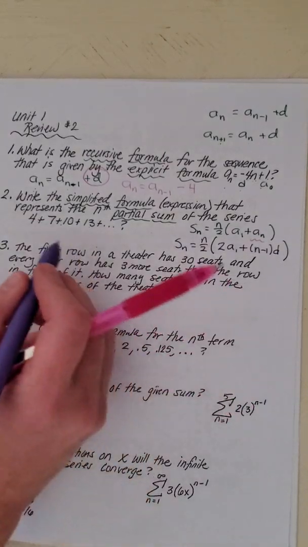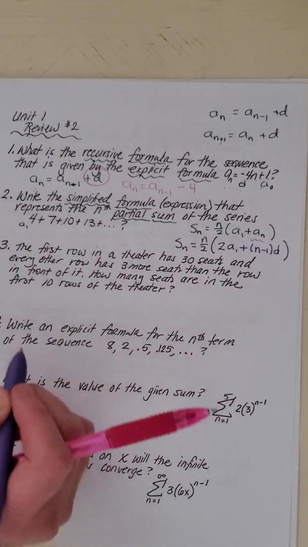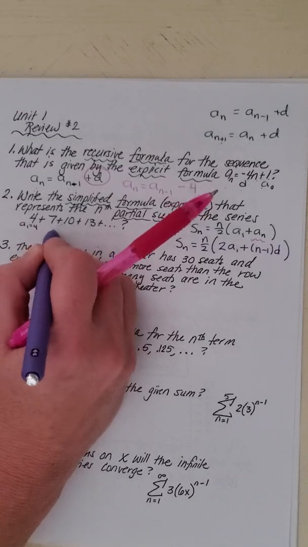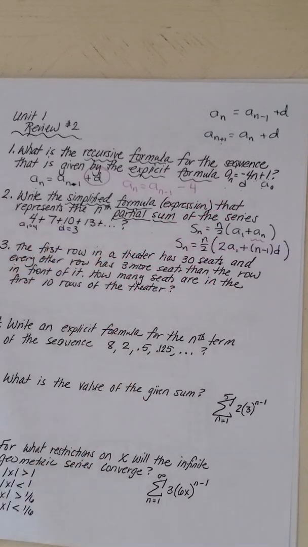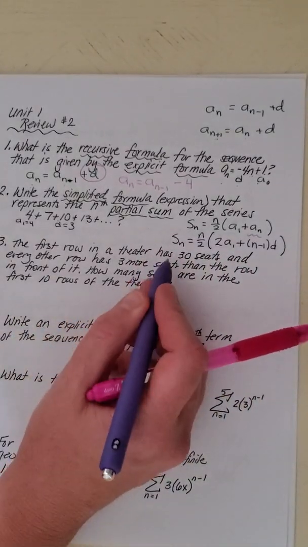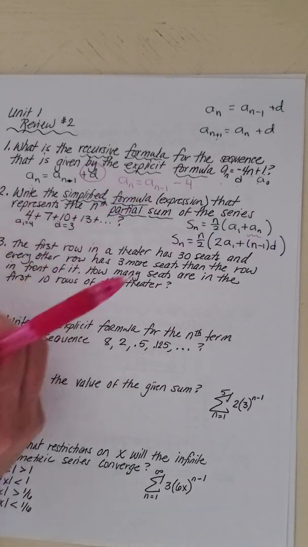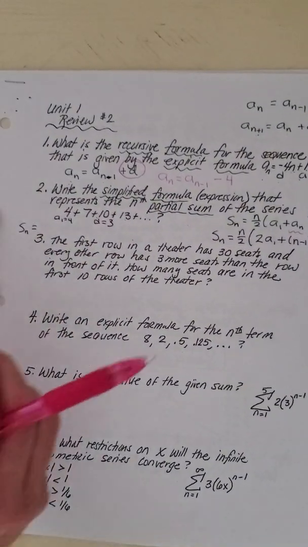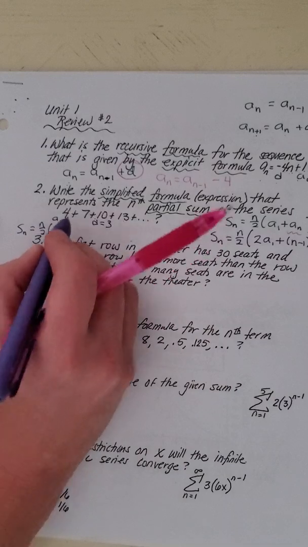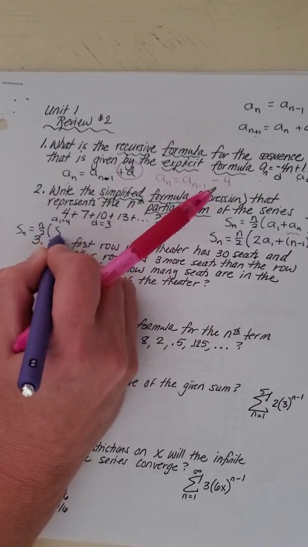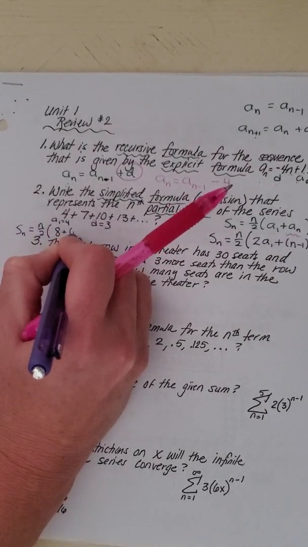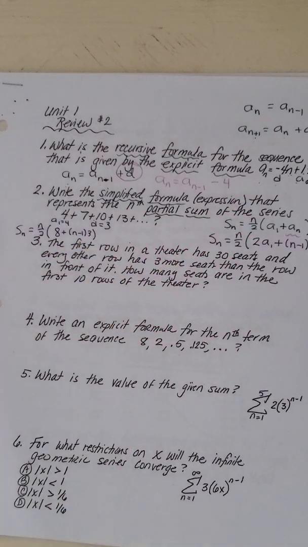So we're going to identify our a1. Our a1 is 4. And our common difference d is positive 3. I'm going to substitute those values into this formula. That will give me s sub n equals n over 2 times 2a1, which is 2 times 4, that's 8, plus n minus 1 times d, where d is 3.